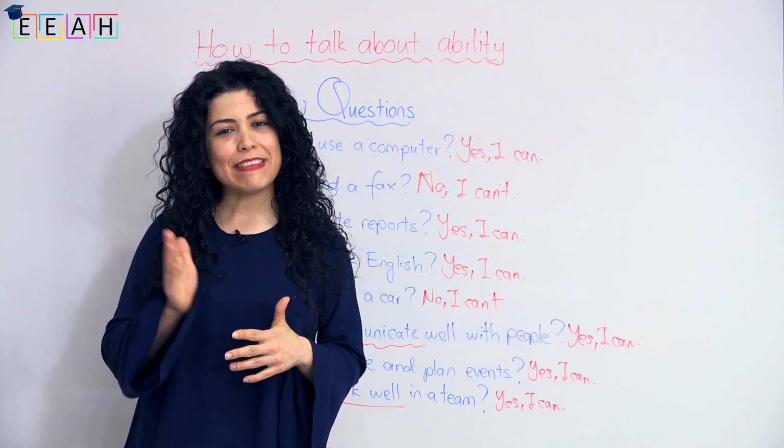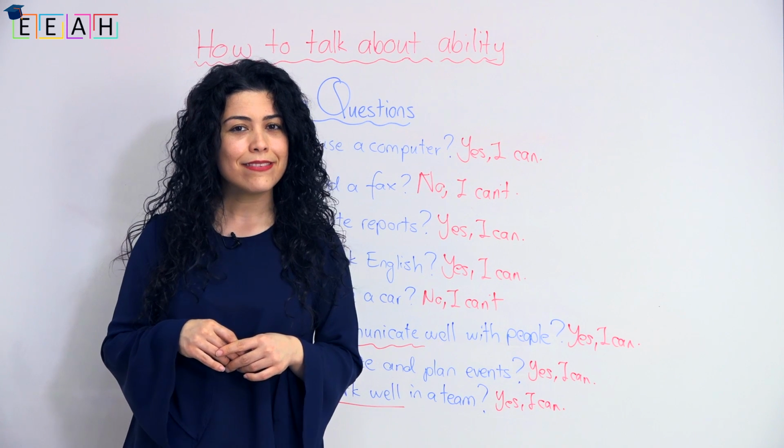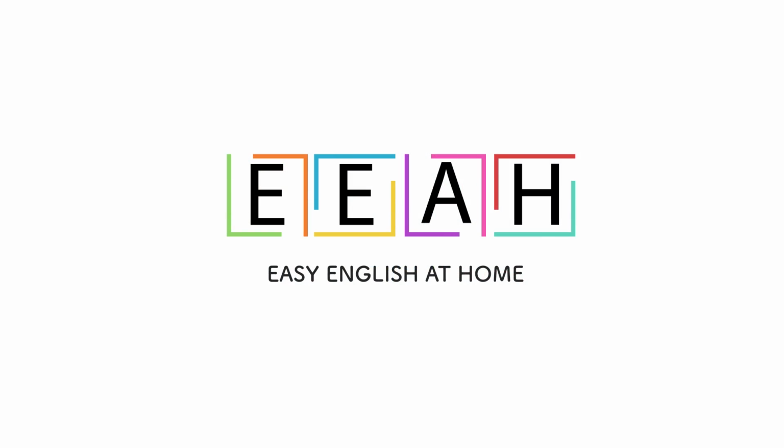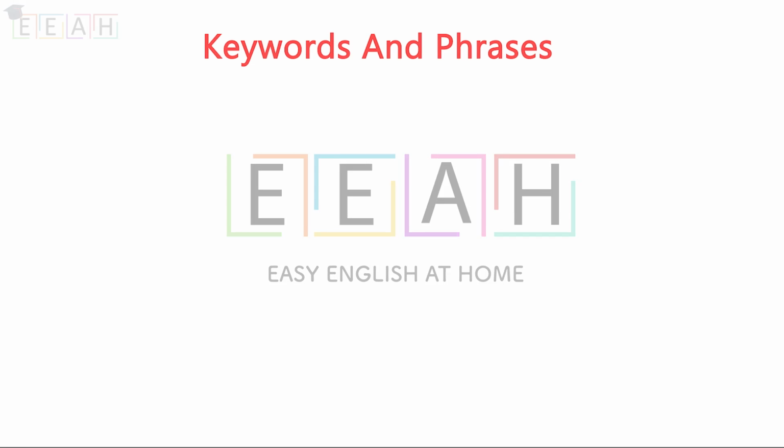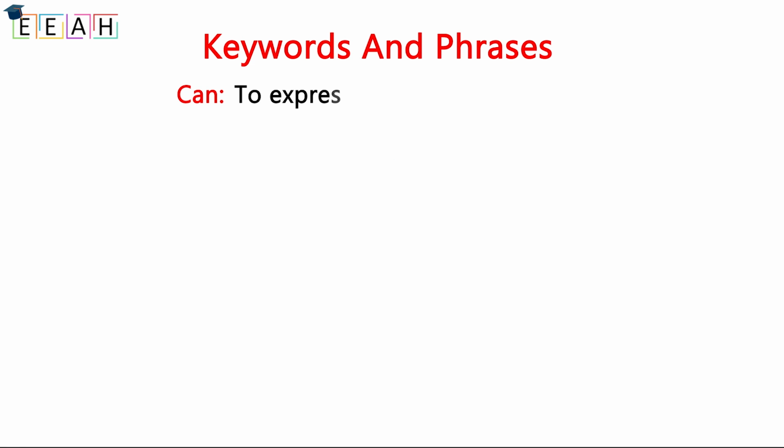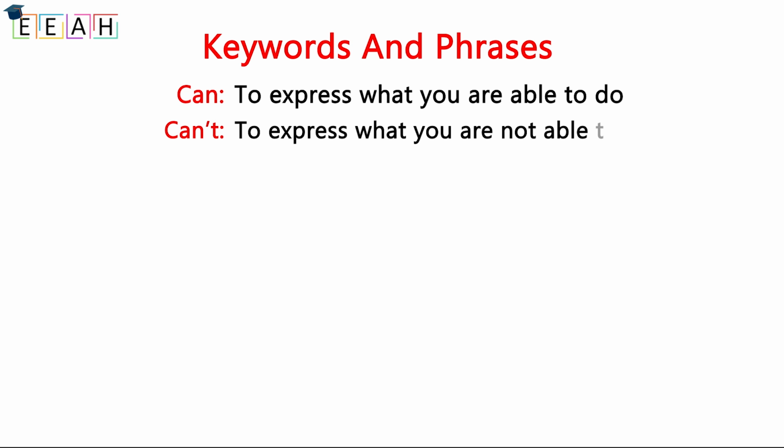Let's have a look at today's keywords and phrases. Ready? We use can to express what you're able to do. We use can't to express what you're not able to do. You can pronounce the word can't in 2 ways. You can either say can't or can't. Can't is American English, can't is British English. So choose the one you're comfortable with.